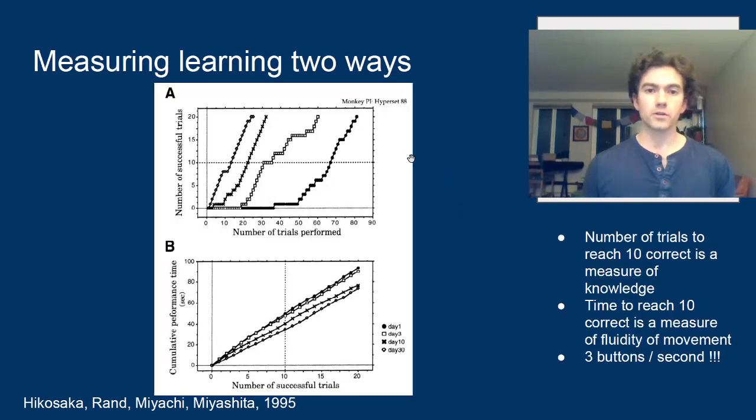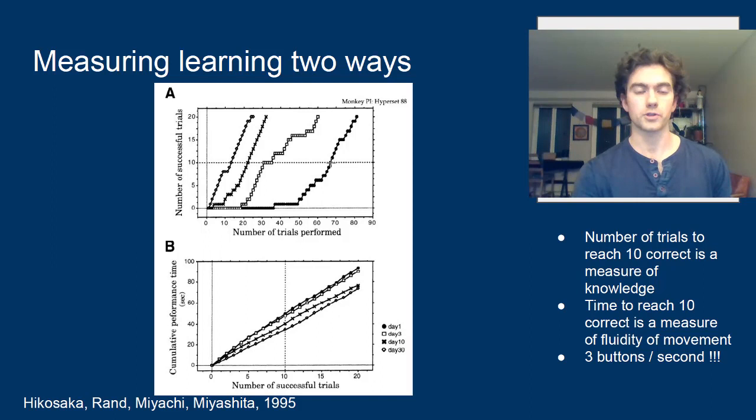And so they wanted to take a look in more detail at how this learning was going on. So they measured learning in 2 key ways. One is the number of trials performed relative to the number of successful trials, and specifically here we're going to look for the number of trials required in order to get 10 successful trials. So for example, you can see that on day 1, shown with the filled in circles out here, it's taking the monkey somewhere in the region of 65 to 70 trials in order to get 10 of them correct.